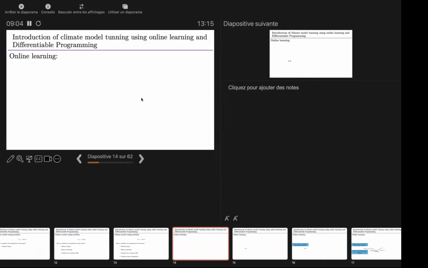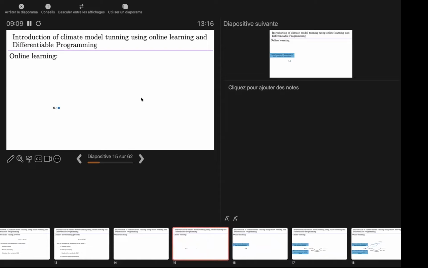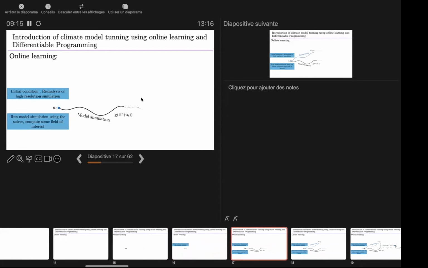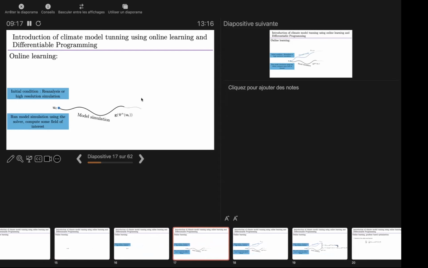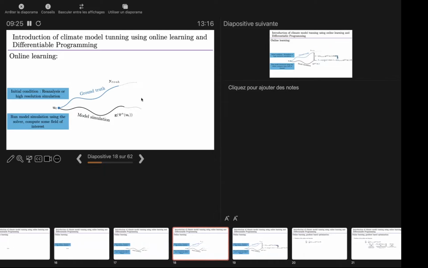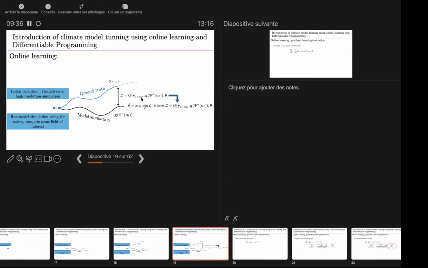One particular cost function can be constructed as follows. We start from an initial condition ut, and this initial condition can come from either a reanalysis data set, for example, or from some high resolution simulation. We then propagate our initial condition forward using our numerical model. We compute some observable, and then we compare this to some ground truth observations. And this again can be, for example, observations, reanalysis, or a high resolution simulation. We compute a cost function based on this ground truth, and our optimal parameters will be the minimizers of this cost function.